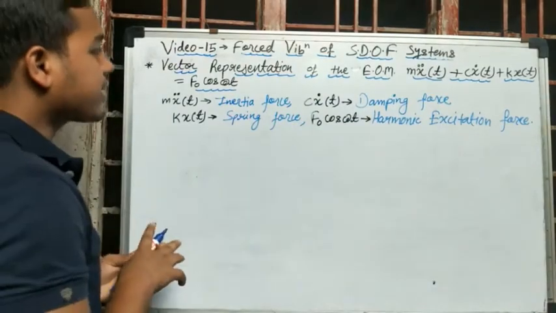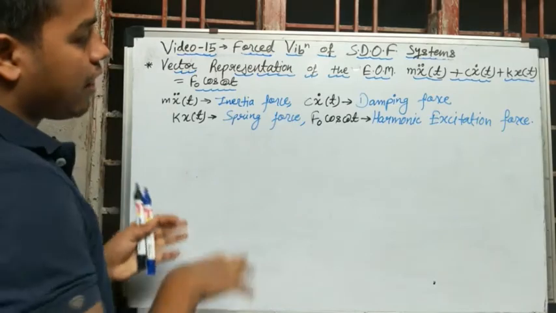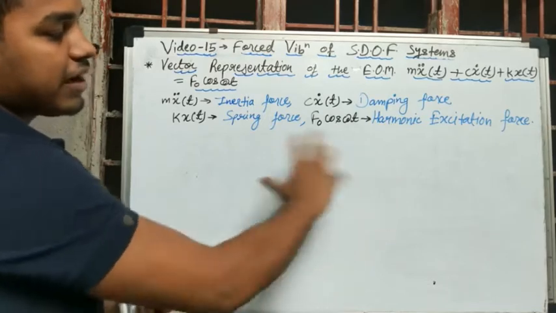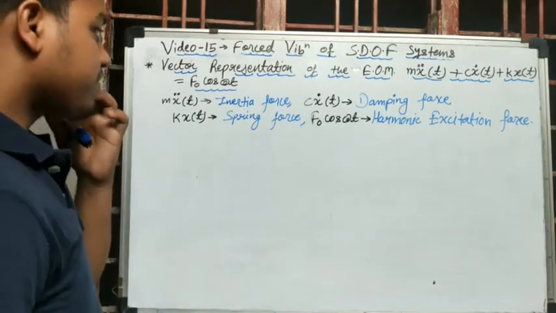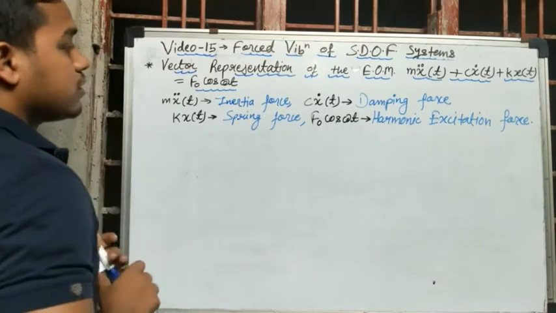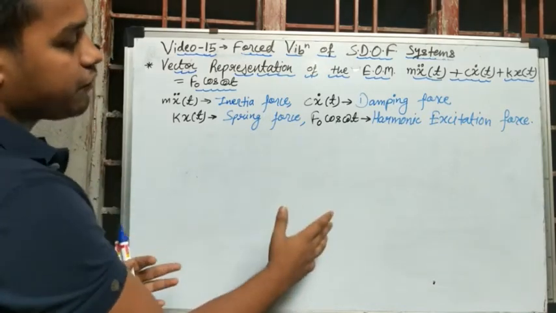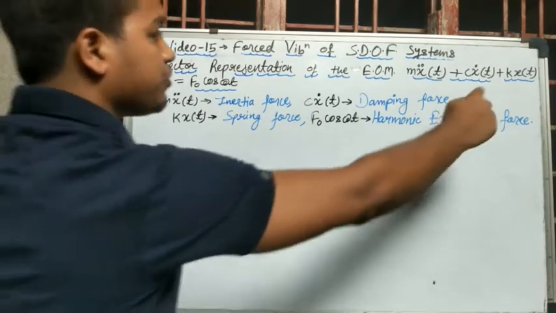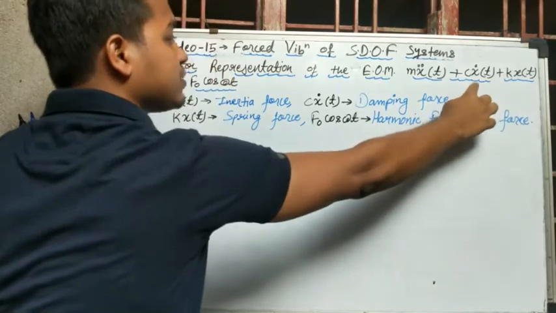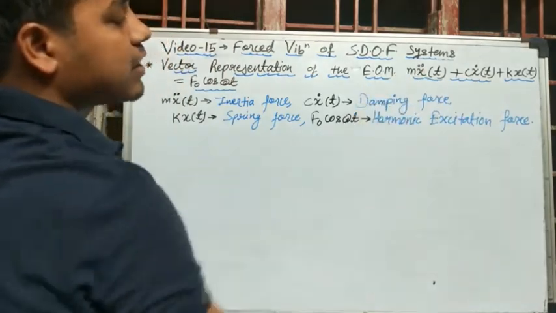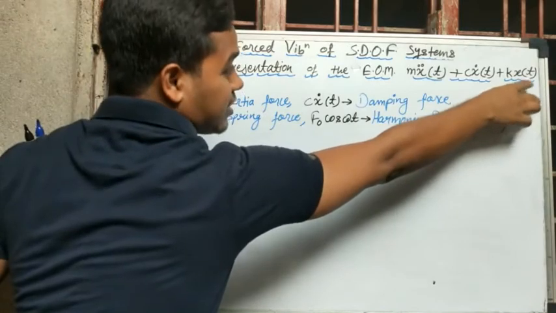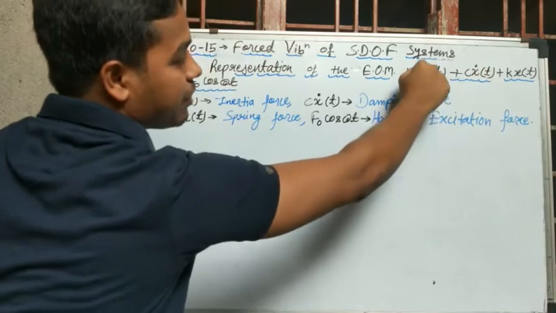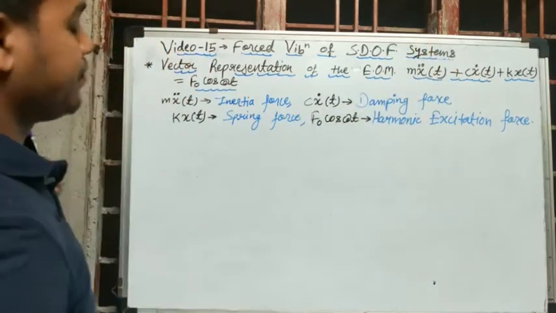So we need to draw the vectors for these four forces, and after drawing the vectors we are going to see the vector polygon for those four forces. So before actually starting to draw the vector diagram, first of all we'll see the expression for x(t), x dot(t), and x double dot(t). What is this x(t)? This is the response. X dot(t) is the velocity of the system. X double dot(t) is the acceleration of the system.